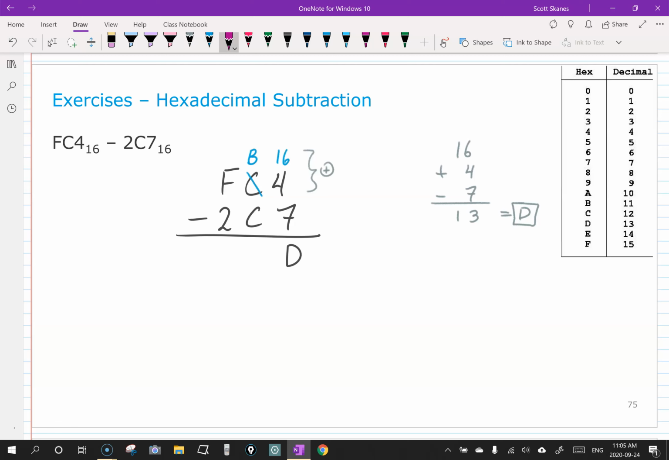Next column, same story. Can't do b minus c. b is smaller than c. Borrow from the next column gives us an e. That gives us a 16 in the ones place.